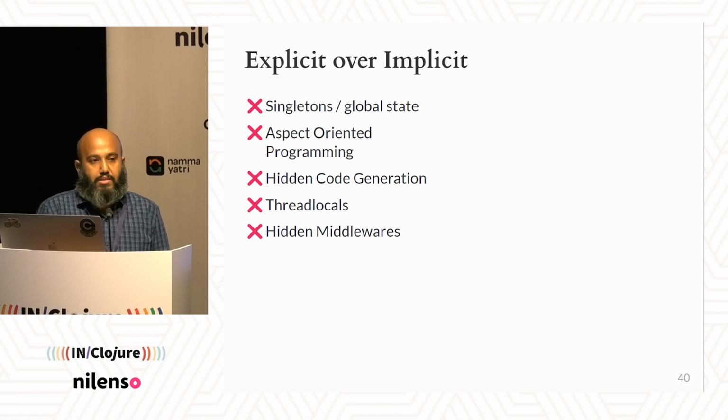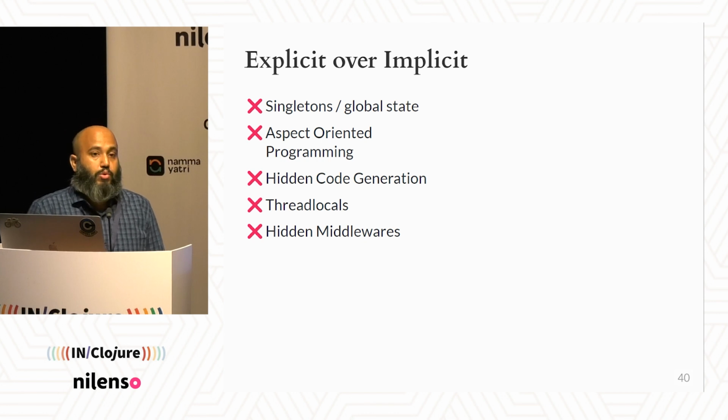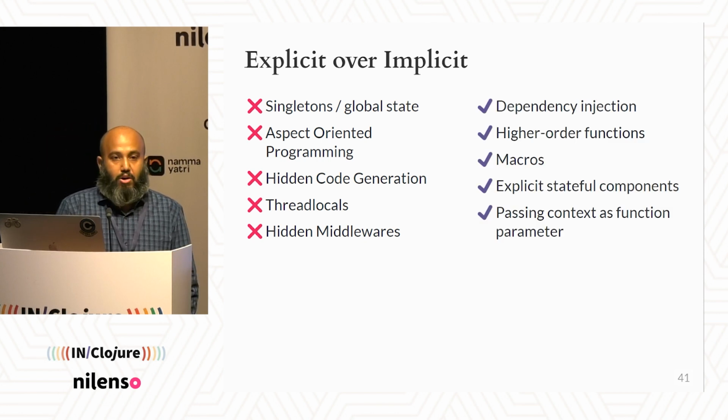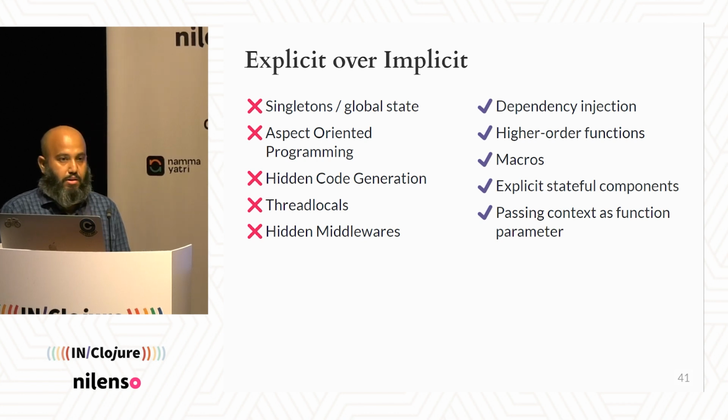But as I see in functional programming languages, they prefer to be more explicit, right? They would prefer no hidden state, no hidden code generation, no thread locals, no hidden middlewares, no aspect-oriented programming. I've never seen aspect-oriented programming in functional programs, no global state, etc. I'm not sure if all of these terms are known to you, but if you have worked in any large Java or C# code bases, then you would definitely find these kinds of things, right?